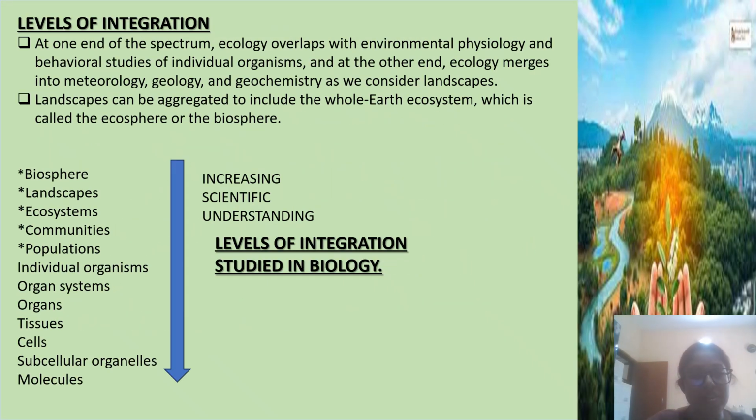Next, levels of integration. At one end of the spectrum, ecology overlaps with environmental physiology and behavioral studies of individual organisms, that is called animal behavior. And at the other end, ecology merges into meteorology, geology, geochemistry as we consider landscapes. Landscapes can be aggregated to include the whole earth ecosystem, which is called the ecosphere or the biosphere.